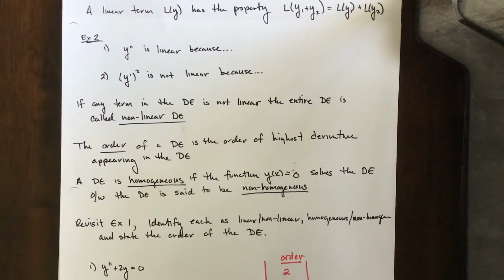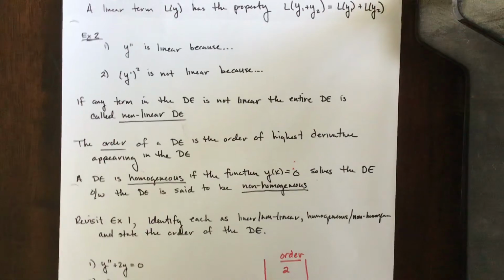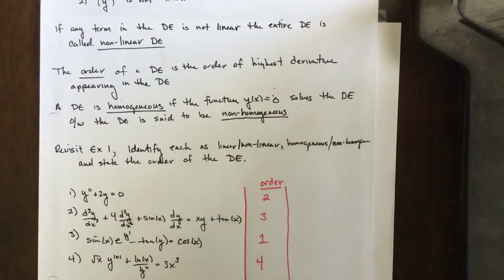Moving back to another definition. A differential equation is homogeneous if the function y equals 0, at any value of x, solves the differential equation. If that's not the case, we say the differential equation is non-homogeneous. Okay, so looking at the first example, let's get a fresh sheet of paper.